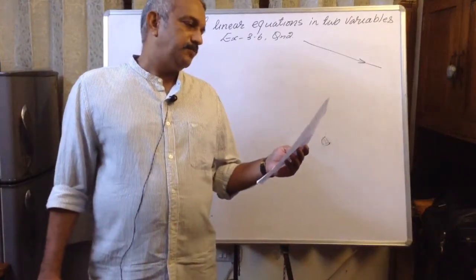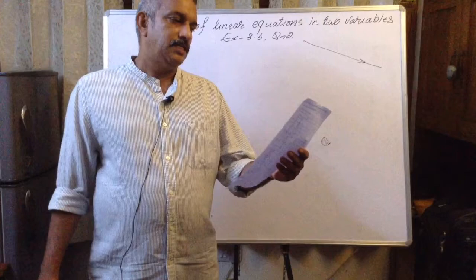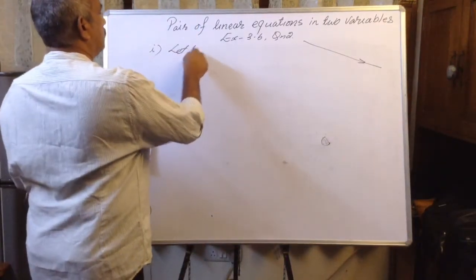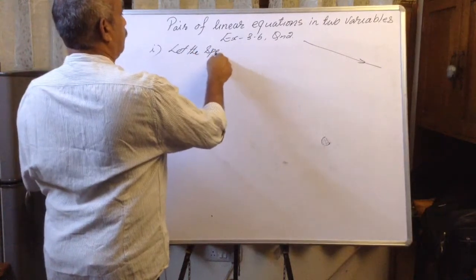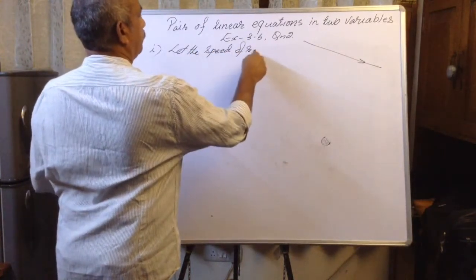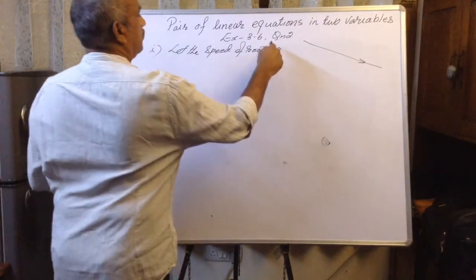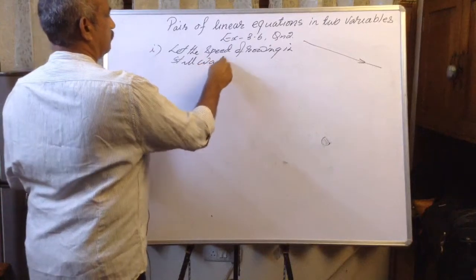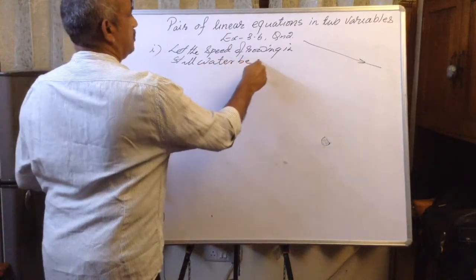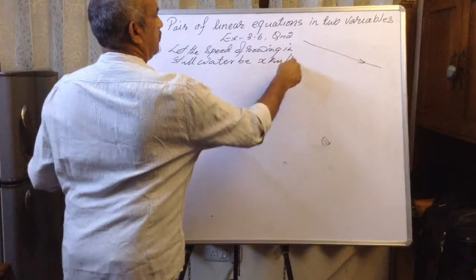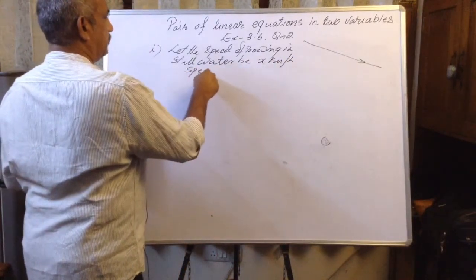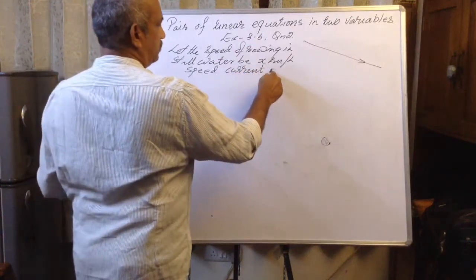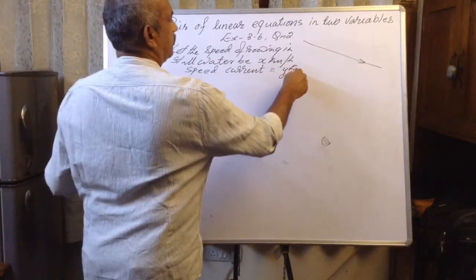So here we are asked to find out 2 things: her speed of rowing in still water and the speed of the current, or speed of the water. So we are going to assume, let the speed of rowing in still water be x kilometer per hour and speed of current, meaning flow of water, be y kilometer per hour.